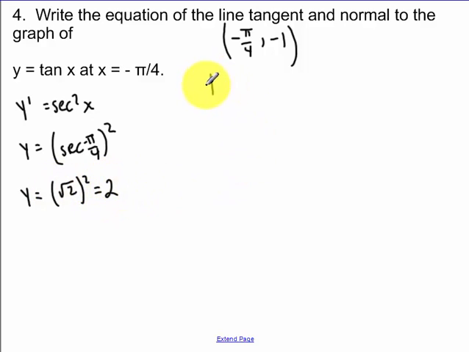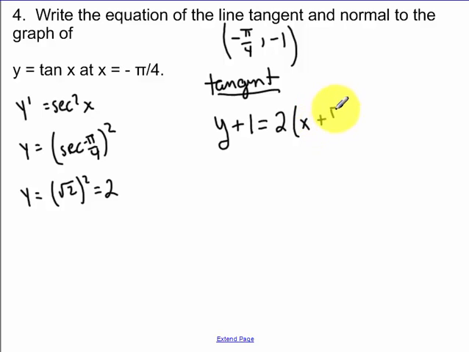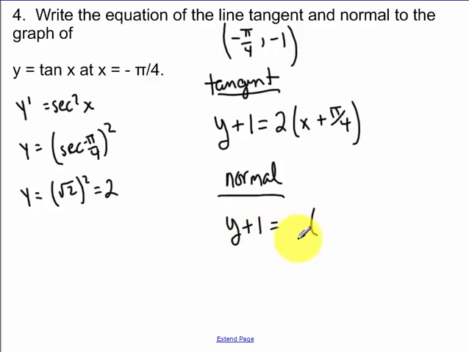So our tangent line, y minus y1 is equal to m times x minus x1. And then our normal line, y minus y1 is equal to, our slope we'll deal with in a minute. Remember, the slope for the normal line is perpendicular, so it's the opposite reciprocal.